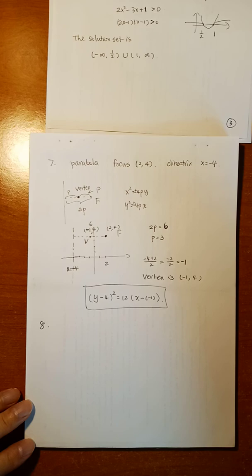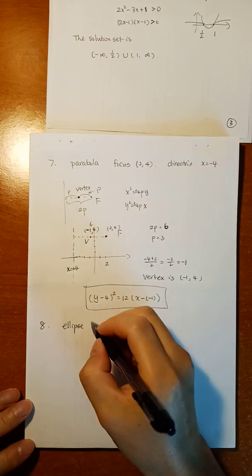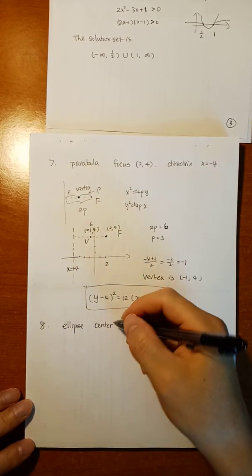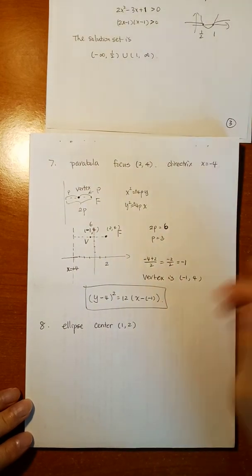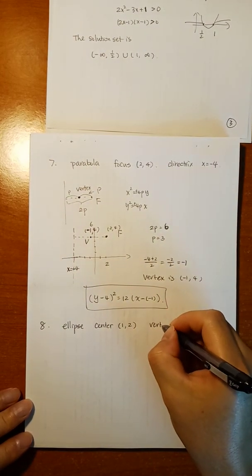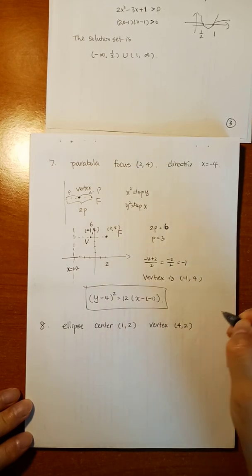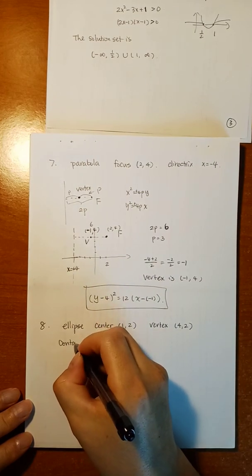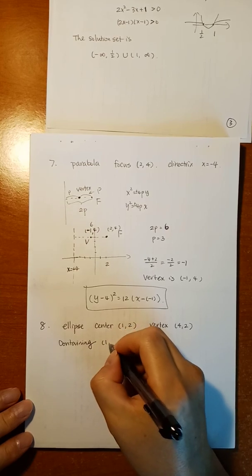Okay, problem 8, we're going to find the ellipse with a center. Ellipse. Center. Center is 1, 2. Vertex. Vertex is 4, 2. Containing point. Containing 1, 5.